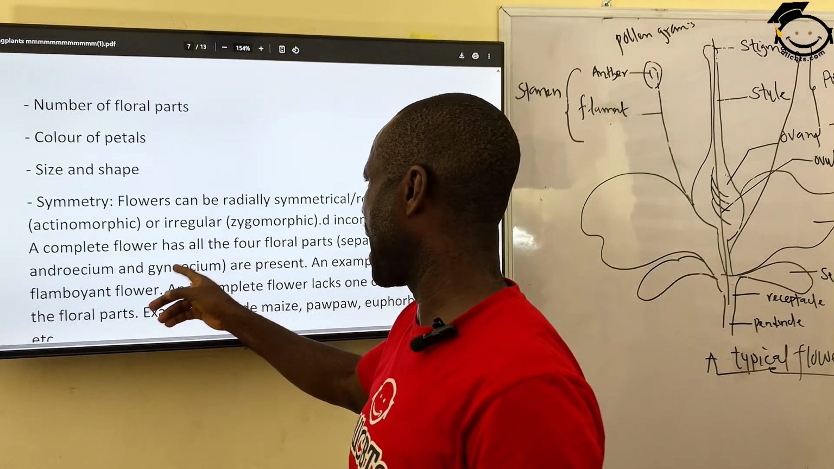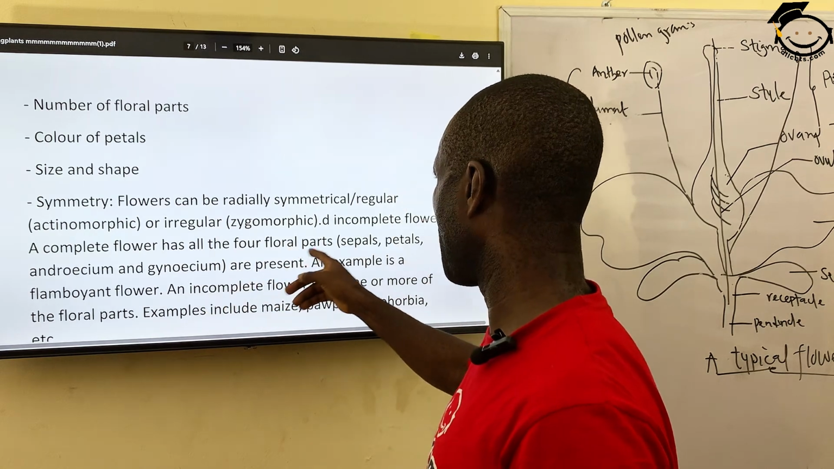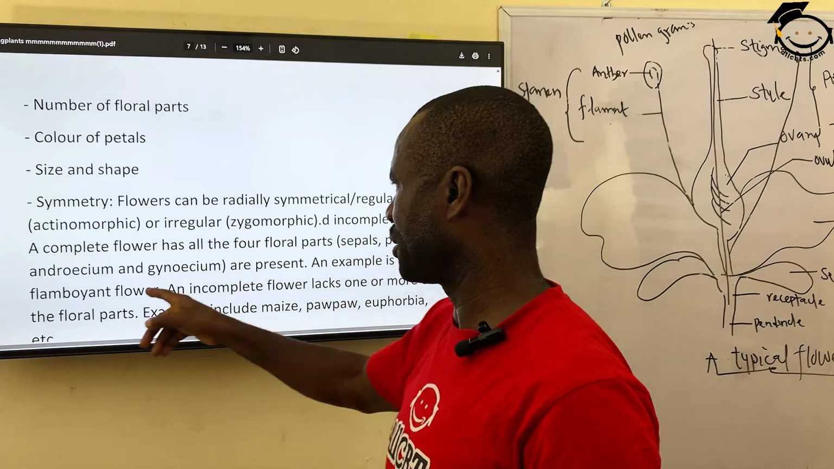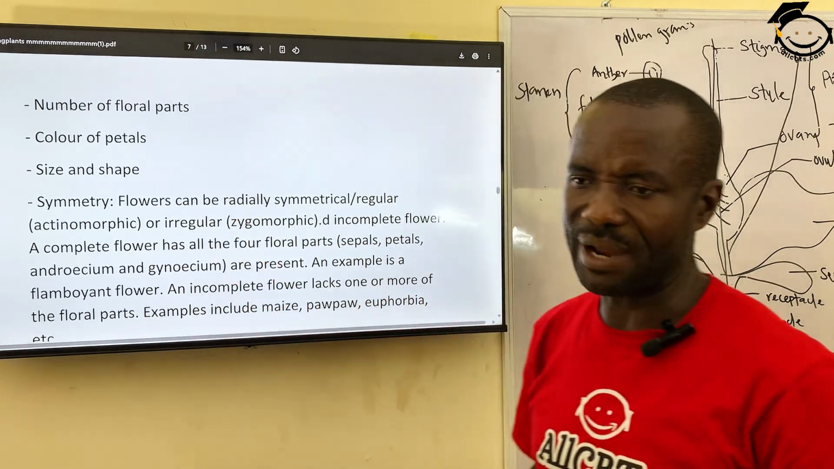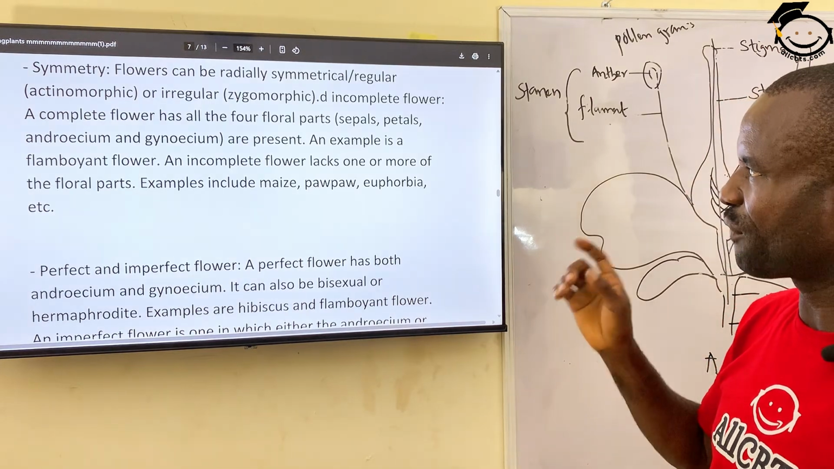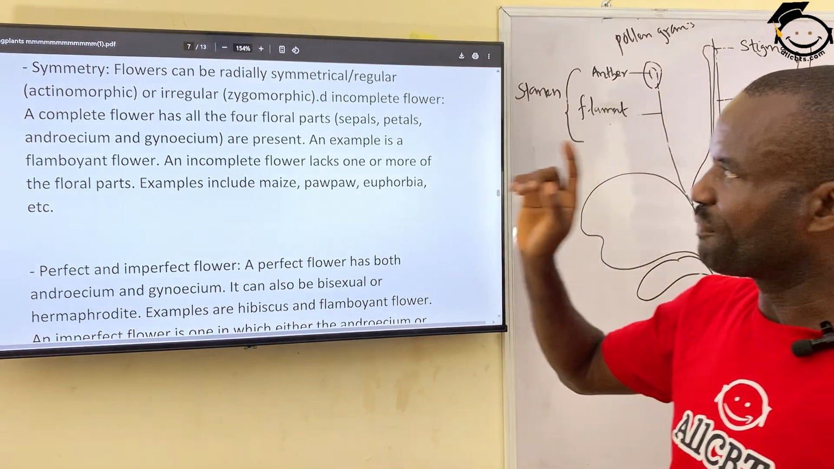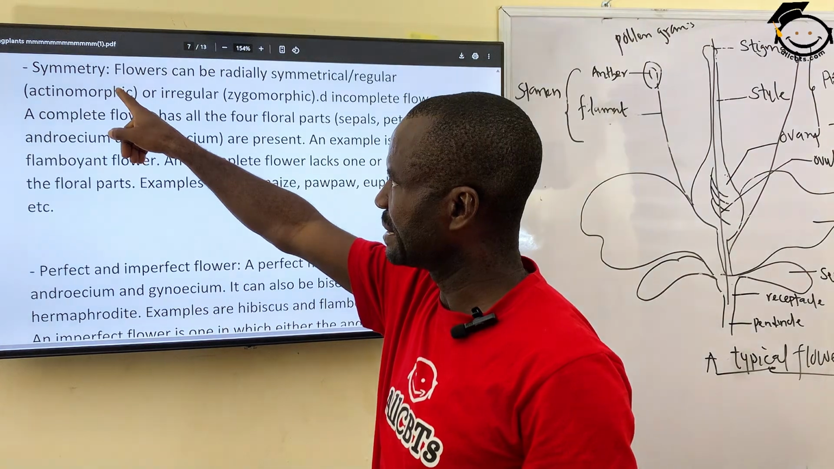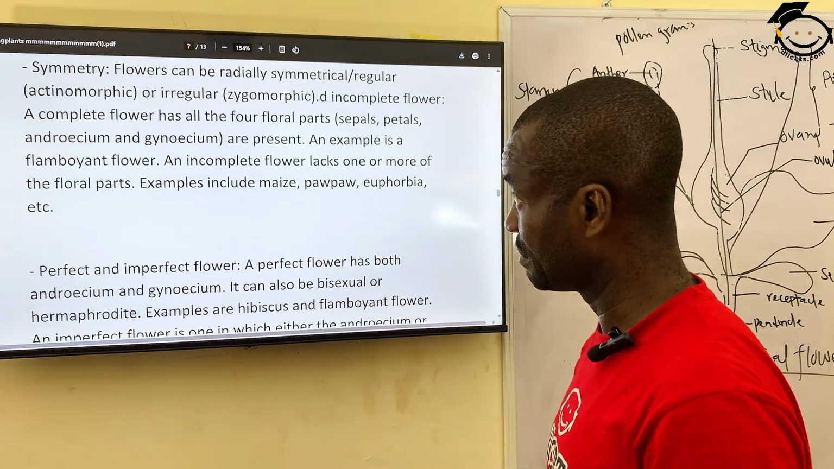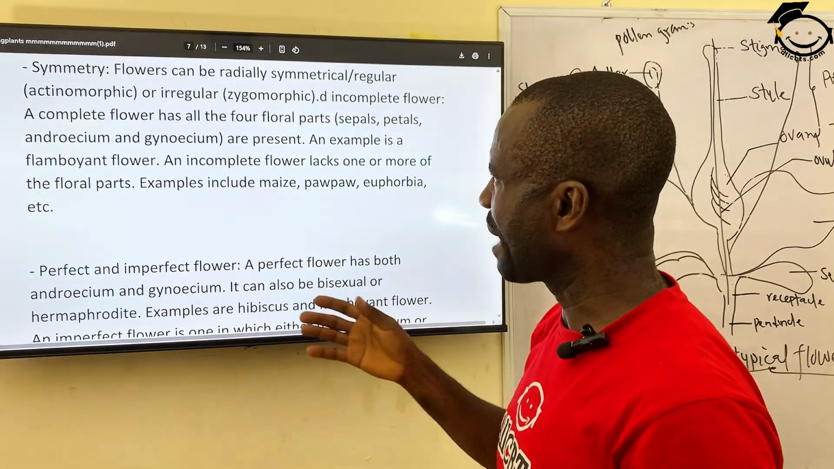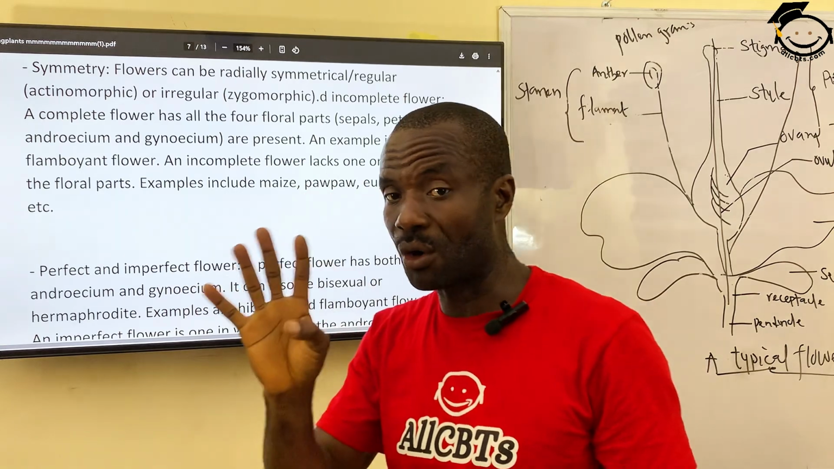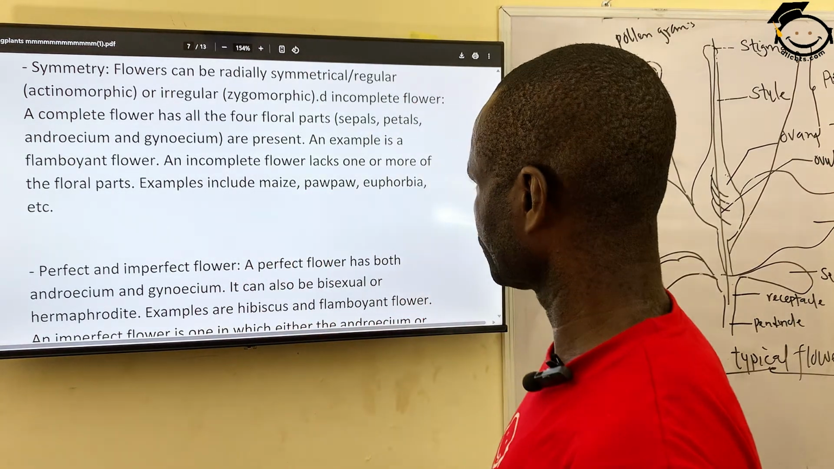Incomplete flower. A complete flower has all the flower parts, that is sepal, petal, and the 4 flower parts. For a flower to be said to be complete, it must have all the 4 flower parts. So a flower can be regular, symmetrical, meaning it can be divided into equal halves. Then a flower can be called a complete flower if it contains all the 4 floral parts.